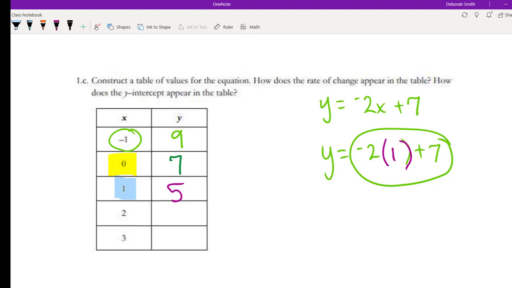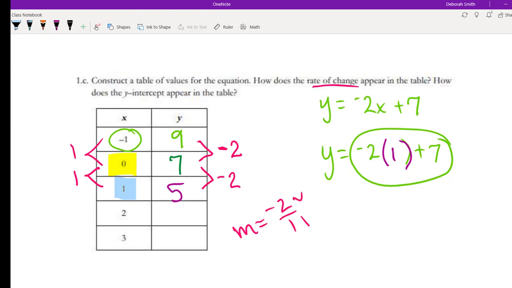To find where the slope, or the rate of change, is in the table, and we did this with the cup problem, here is where we're showing that we're losing 2 each time. But then here on the x side, this is showing where we're gaining 1. So that shows us where the slope is negative 2 to 1, vertically to horizontally.